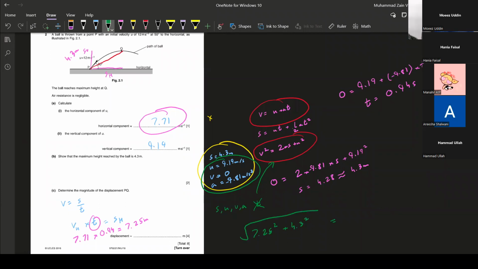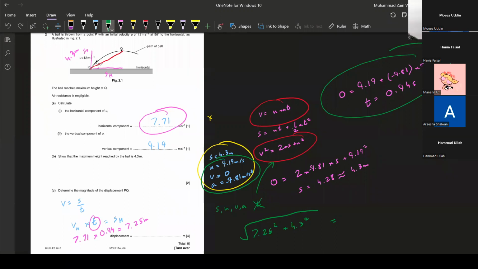The thing to note here is how I found this. I suddenly shifted to the vertical component. So if you need to find time, you'll probably need to shift to the vertical component. In the vertical component, you use the initial vertical velocity, the final vertical velocity, the acceleration in the vertical direction, and time. And you get time.